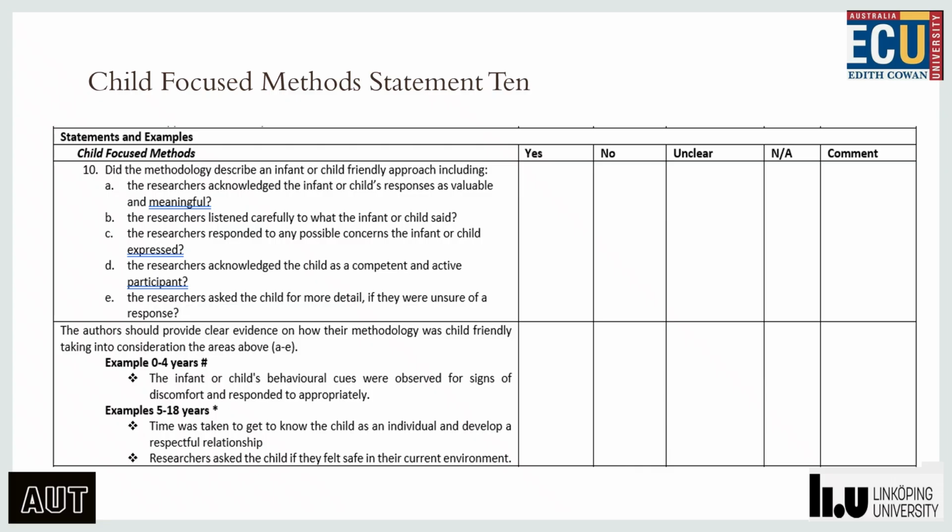The authors should provide clear evidence on how their methodology was child-friendly, taking into consideration the areas above, being from A through to E. Some exemplars for the age bracket 0 to 4 years include the infant or child's behavioural cues were observed for signs of discomfort and responded to appropriately. For the age bracket 5 to 18 years of age, time was taken to get to know the child as an individual and develop a respectful relationship. Researchers asked the child if they felt safe in their current environment.